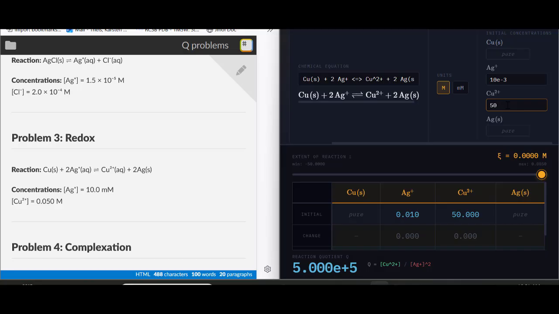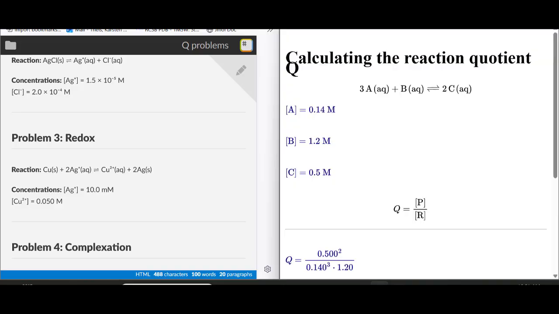And this one I would call 0.050. I could have also said here 10 millimolar is 0.010. Okay. If you're unsure how to do the conversion, you can check them in PQ Calc.